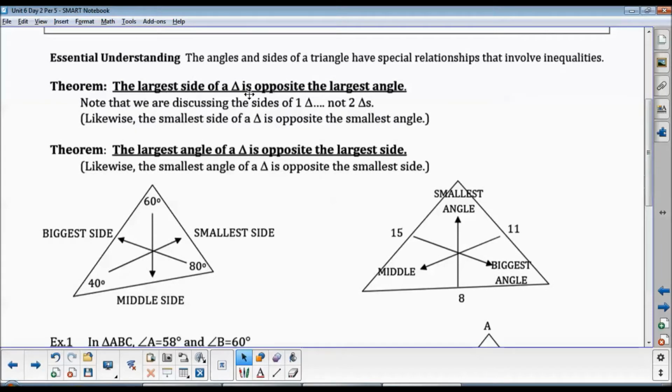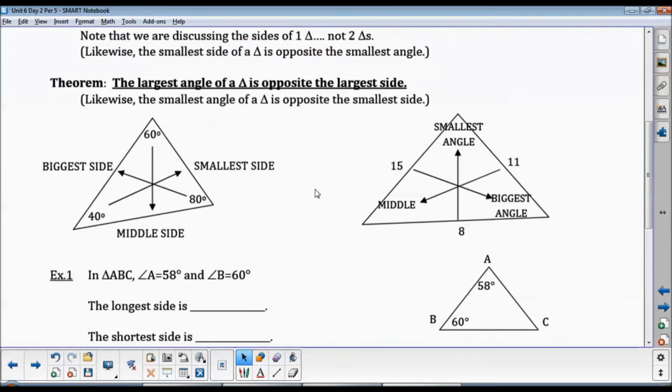The largest side of a triangle is opposite the largest angle. So assuming that your sides and angles in a triangle are not congruent, the largest side is always going to be opposite the largest angle. And the converse is also true. The largest angle in a triangle is opposite the largest side. So when we say opposite, we mean the one that the angle is not touching, the one that's across from the angle. So a couple examples here which I think will help make a little more sense.